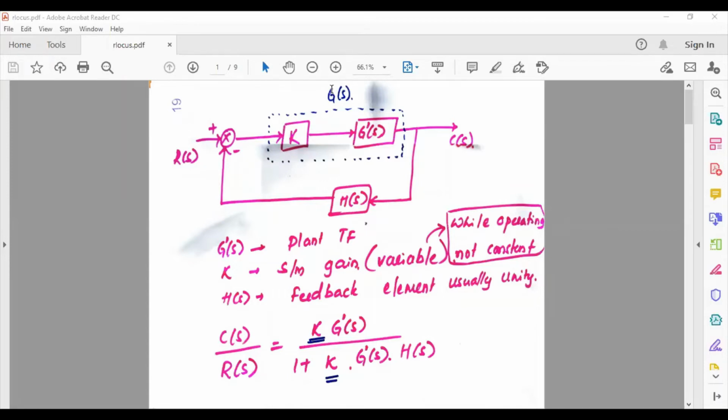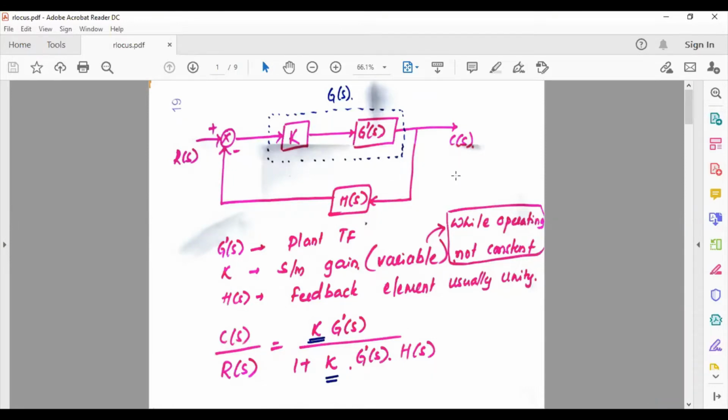Therefore, the g of s, or the forward path transfer function, will by default have k in every block diagram or in every plant. So whenever you write a transfer function for any system, from now onwards we will include k along with that. Till now we have dealt with the analysis of control systems without k, and from now onwards we will deal with the analysis of control systems with k only.